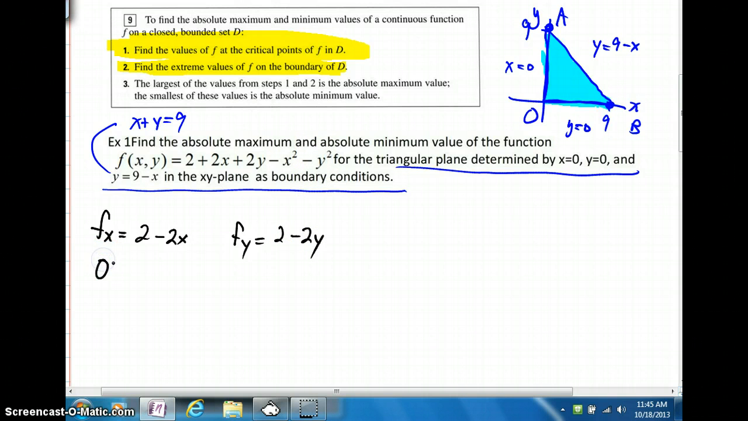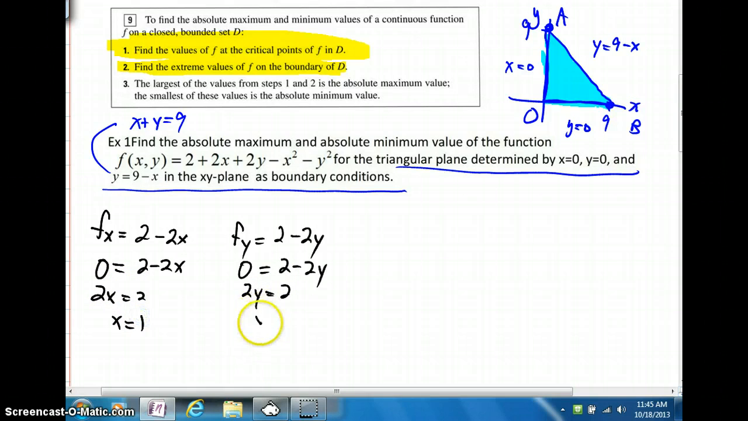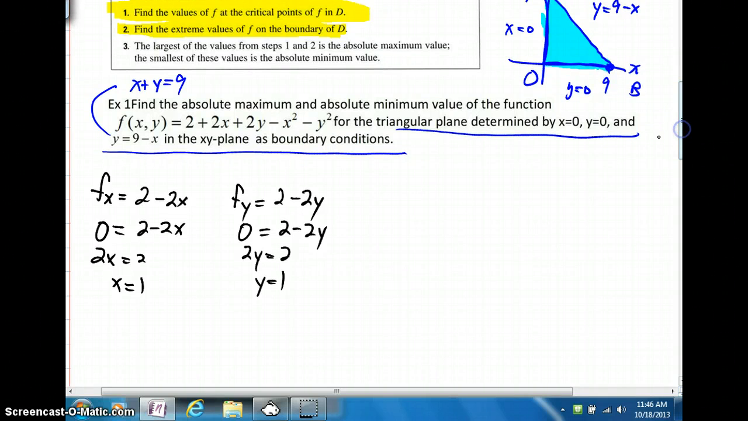For these critical points, all we have to do is set our derivatives equal to 0. We're not even going to worry about the situation where our partial derivatives could be undefined. That's a whole nother issue. Hopefully what you can see for part 1 is that we have now the critical point 1, 1.